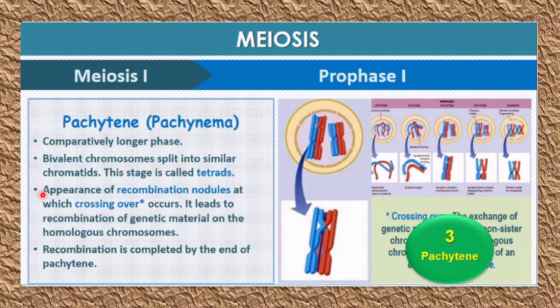Recombination nodules appear, at which crossing over occurs. This is a very important phenomenon. Here you can see the appearance of the nodule on which the chromatids will cross over to each other, and it will lead to recombination of genetic material on the homologous chromosomes. So exchange of genes will occur from this side. We will learn crossing over in detail. Recombination is completed by the end of pachytene. As pachytene finishes, the recombination process is complete.